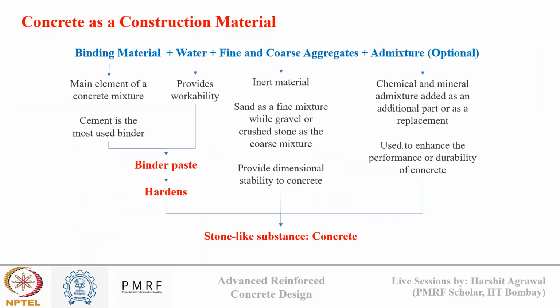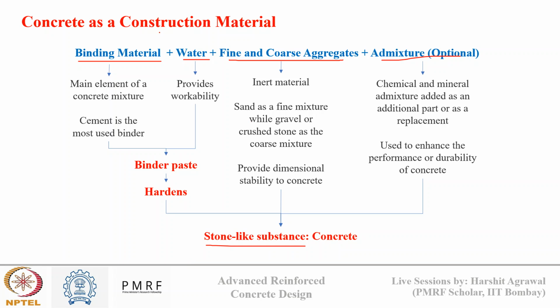Now, how do we define concrete, like what is concrete? If we write it as a formula, we can say concrete is equal to binding material plus water plus fine and coarse aggregate plus admixtures. So in layman's terms, concrete is a material which is flowable, a kind of flowable slurry at the initial mix, but over time it hardens and sets and becomes a definite stone-like mass which can resist load.